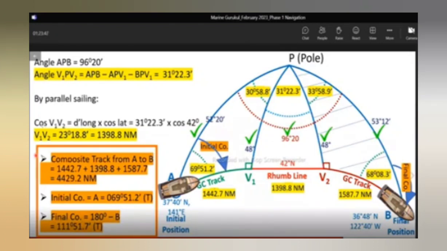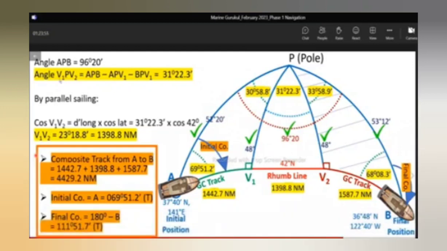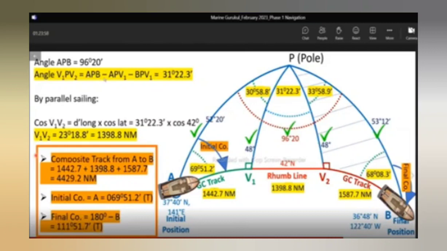In the first step also, sir, instead of VPV1, it should be VPV2, right? While doing the minus in the first step, APB minus Alpha Papa Victor 1, Bravo Papa Victor 2. That's right, beta. You are right. This should be Bravo Papa Victor 2. That's correct. Okay. Thank you.